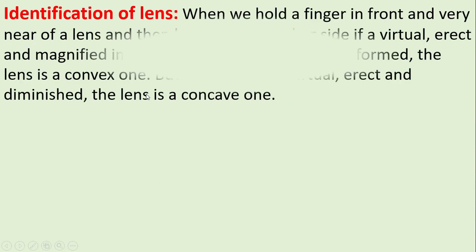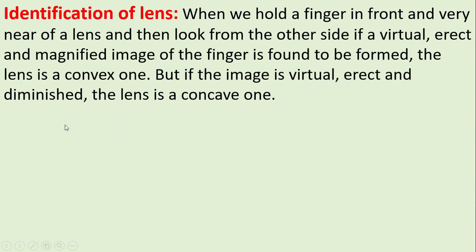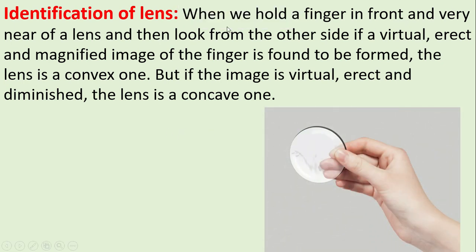Dear students, now I will explain one thing. Identification of lens. How can we identify whether any lens is convex or concave? When we hold a finger in front and very near of a lens and then look from the other side, if a virtual, erect and magnified image of the finger is found to be formed, the lens is convex. But if the image is virtual, erect and diminished, the lens is concave. You must remember. Okay, so it can come in your exam as a 2 marks question.